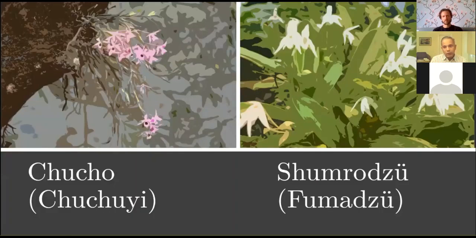the two sisters who were killed, they become orchids. One is called the Chucho, the other one is Shumrudze. These orchids are very dear to the Hrusso Akas. The Chucho is very common, and we can see it right now in this season, blooming everywhere. Shumrudze is a very sweet smelling orchid, and it's quite rare. Chucho is a dendrobium species, and Shumrudze, I do not know. We have not been able to ascertain its scientific name as yet.